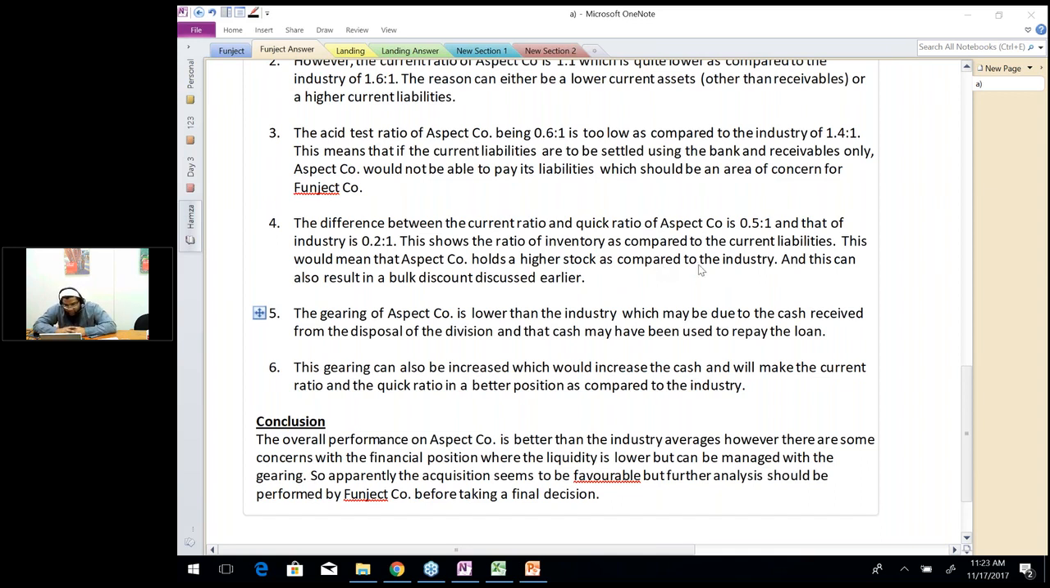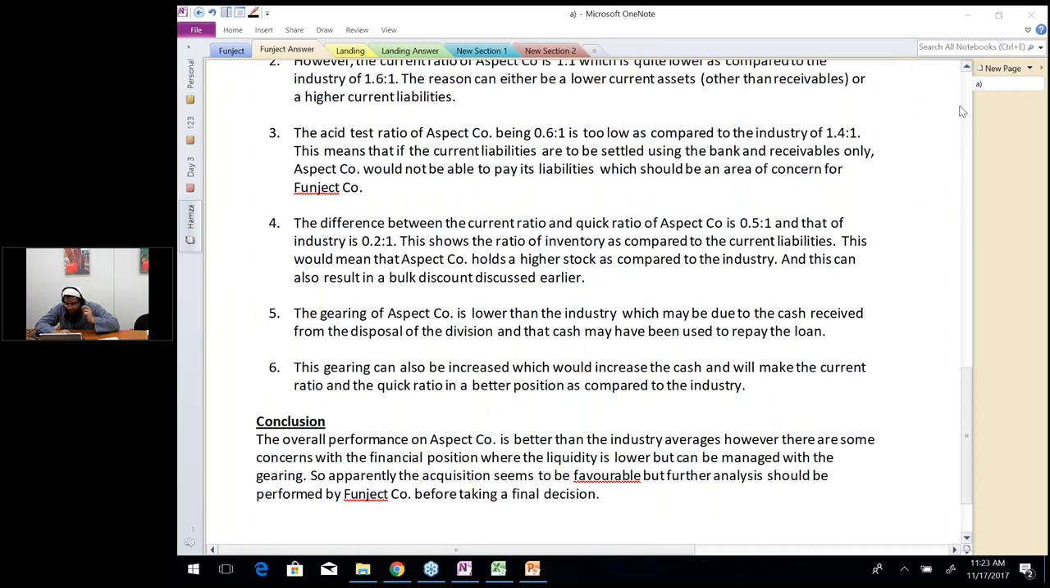Hamza is asking whether the conclusion is mandatory or we can give mixed views on performance. Yes, Hamza, you can give mixed views on the performance. There is no harm, because obviously we are not professionals to conclude this at the student level. So if you're confused, don't give any specific conclusion. Just give a vague conclusion that some things are good and some things are bad, but further analysis should be required. So this is a standard conclusion that can be applied everywhere.